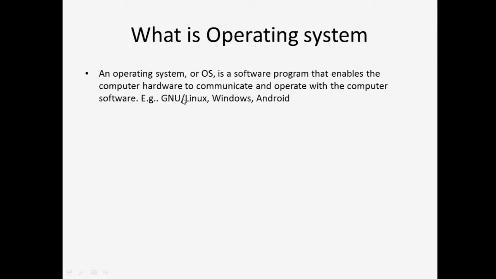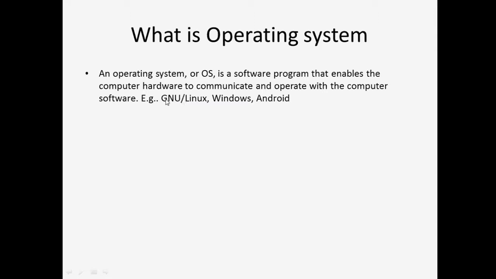When I say open source, it doesn't mean that it is free. Open source means you can see the source code. You have the liberty to see the source code. So he came up with the idea of creating an operating system, and he named the operating system GNU.